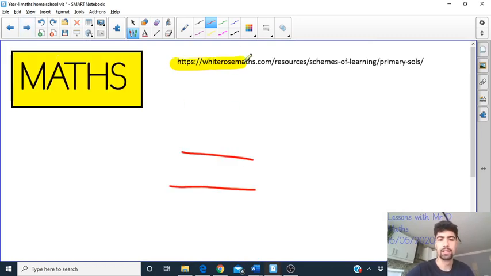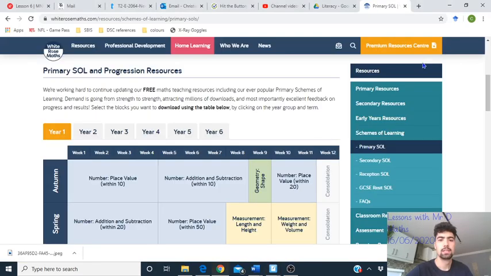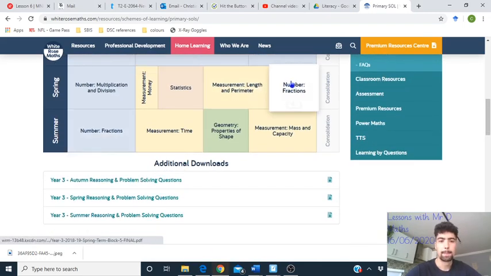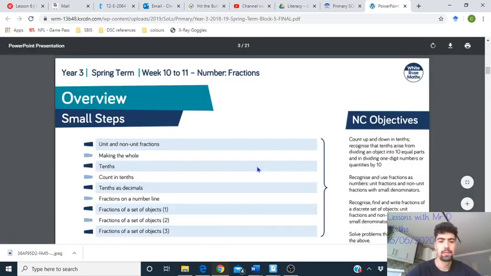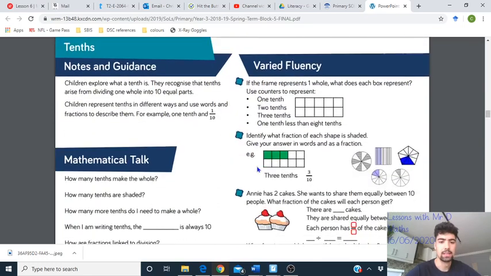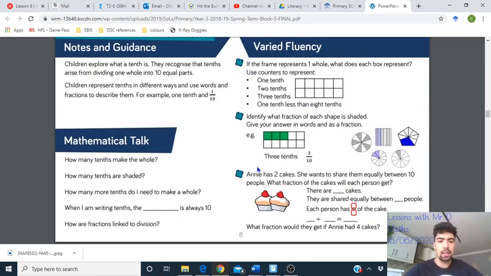I just wanted to draw your attention to this website here, White Rose Maths. And if you go into the scheme of work and primary section, you can go into year 3, go on to the fractions part. And in here is everything that we should have been doing already.